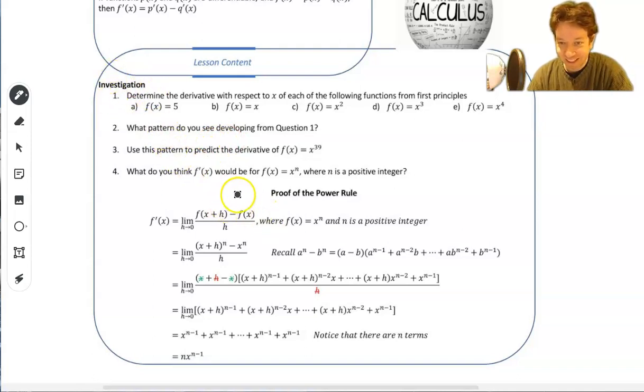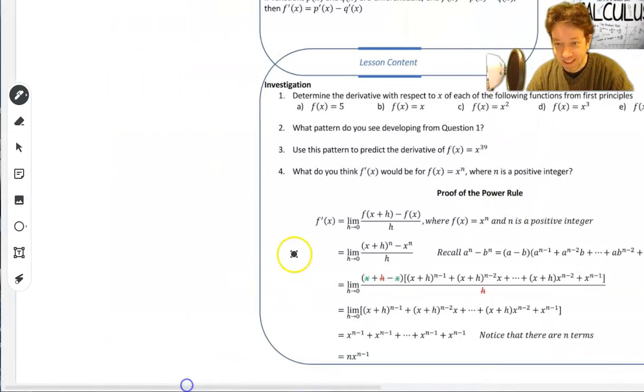So we have this little investigation, and you can see there's a pattern to my investigation. We're going to find a derivative using first principles, meaning using the limit of the difference quotient of 5, and then x squared, x cubed, x to the 4, and so on, and so on, and so on. So let's go over some of these. So 5 isn't too bad at all.